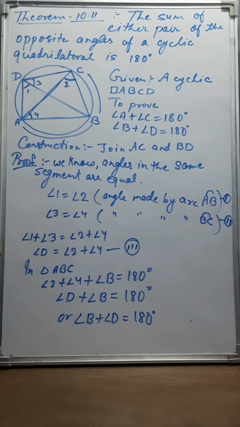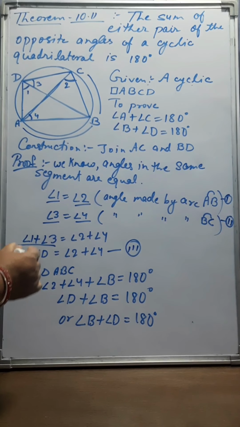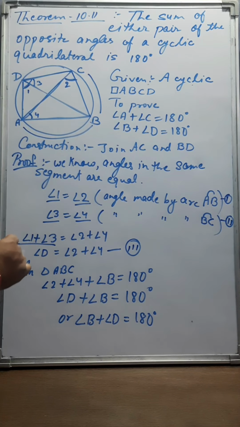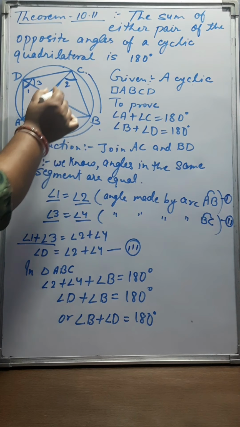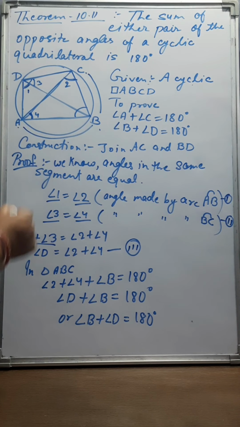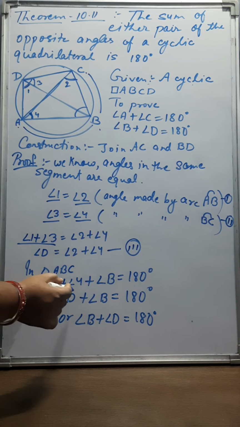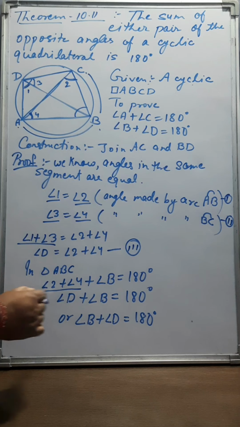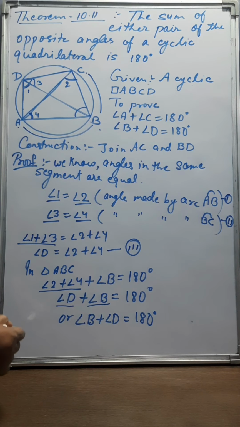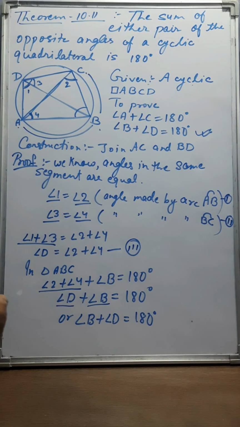Now adding equations 1 and 2, we have angle 1 plus angle 3 is equal to angle 2 plus angle 4. Angle 1 plus 3, we can write as angle D, is equal to angle 2 plus 4. Let us call it equation number 3. Similarly, in triangle ABC, we can write angle 2 plus angle 4 plus angle B is equal to 180 degrees, because ABC is a triangle and the sum of the angles of a triangle is 180 degrees. So angle 2 plus 4 can be replaced by angle D, so angle D plus B comes to 180 degrees. So this part is proved: angle B plus D is 180 degrees.